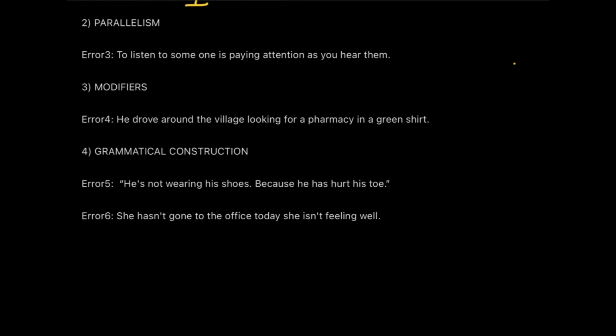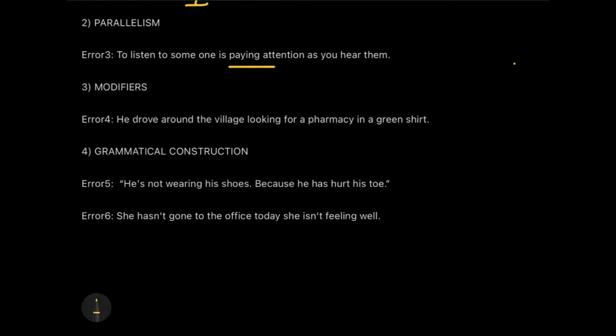The problem here is that आप starting में तो बोल रहे हो to listen, फिर आप suddenly sentence के बीच में बोल रहे हो paying attention. तो ये सूट नहीं कर रहा. There is no balance between ing and to, right? So what should be the correct thing over here? To listen to someone as expected, okay?